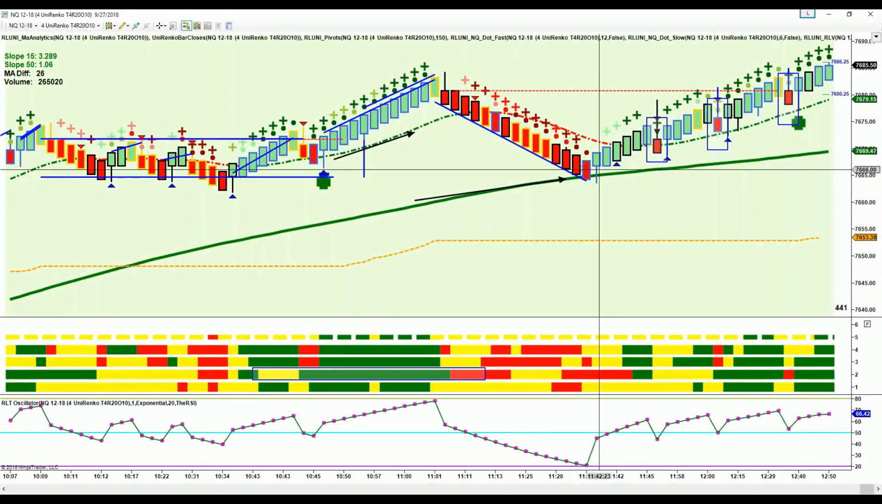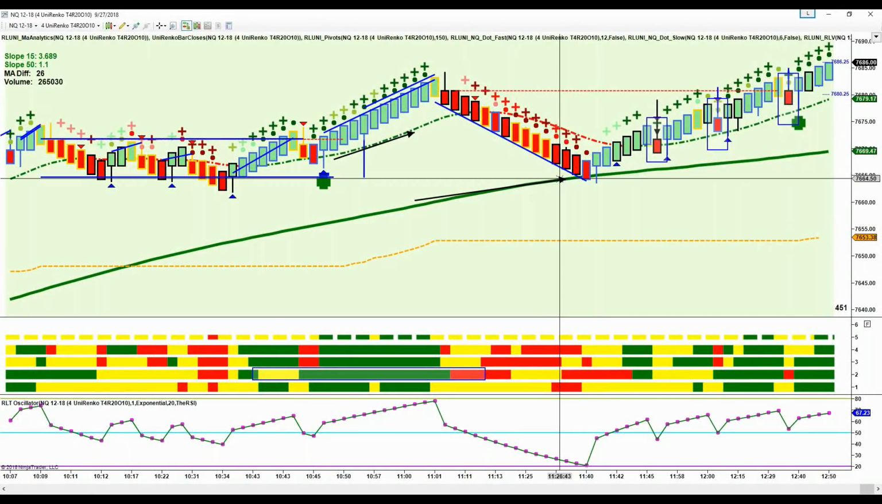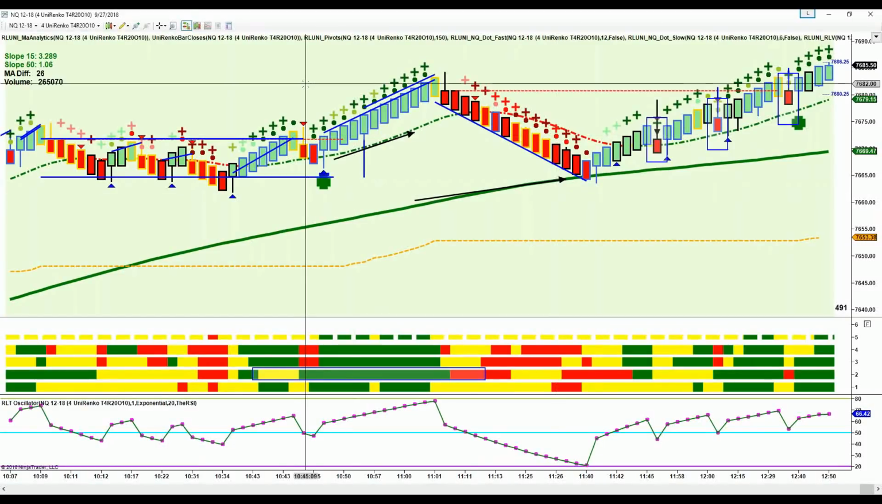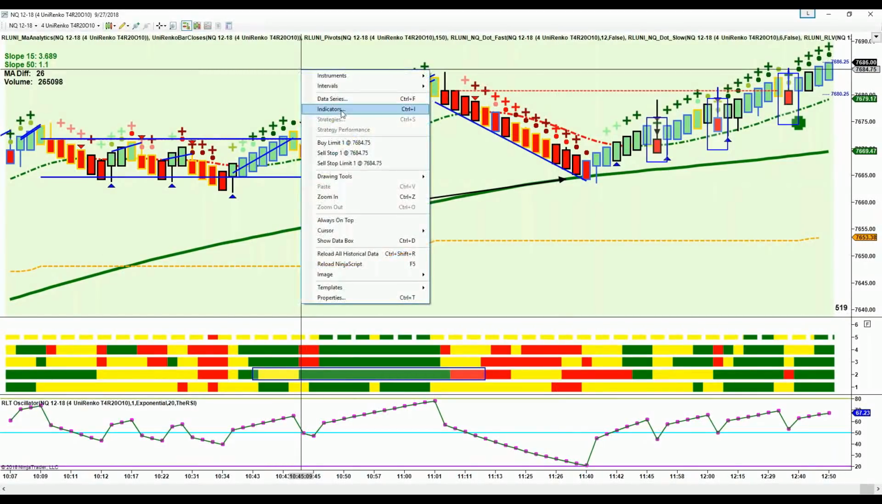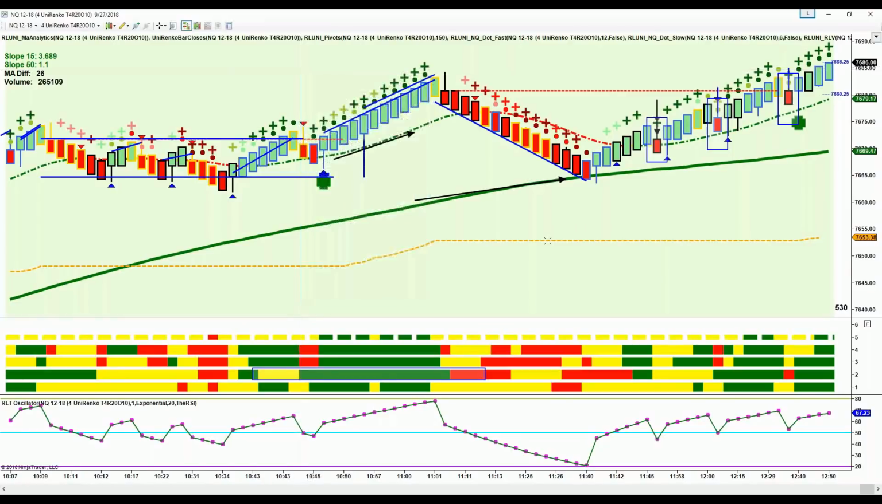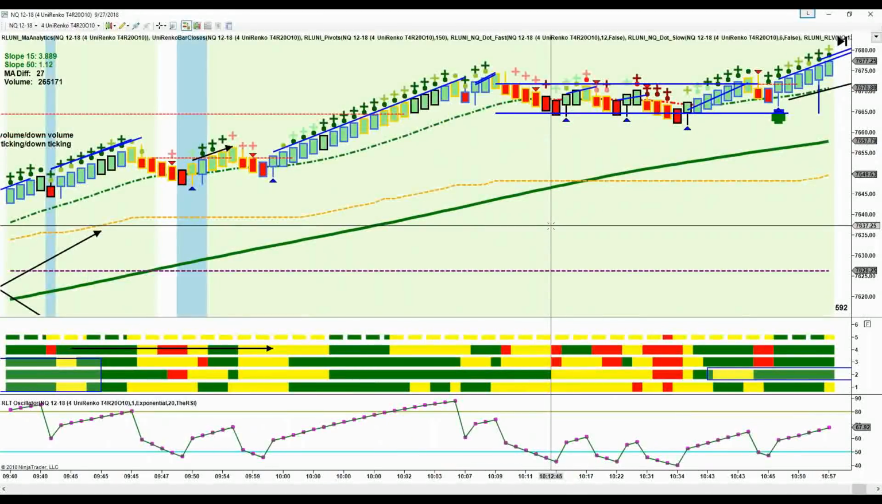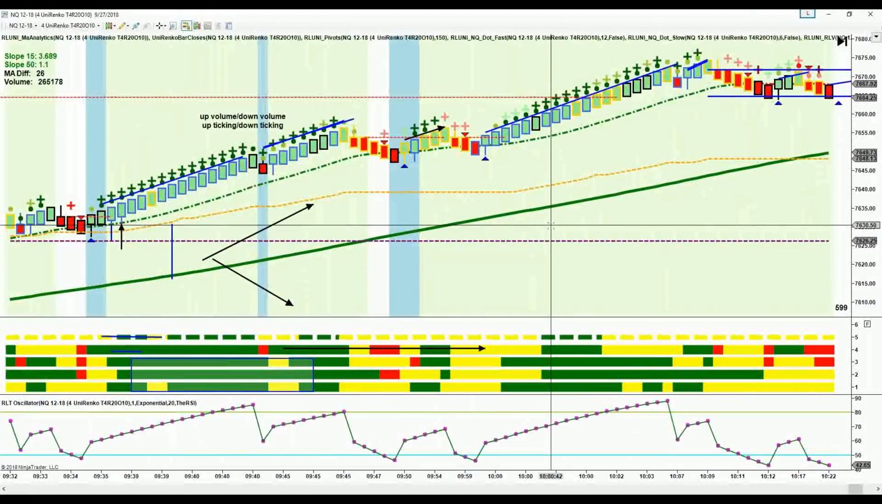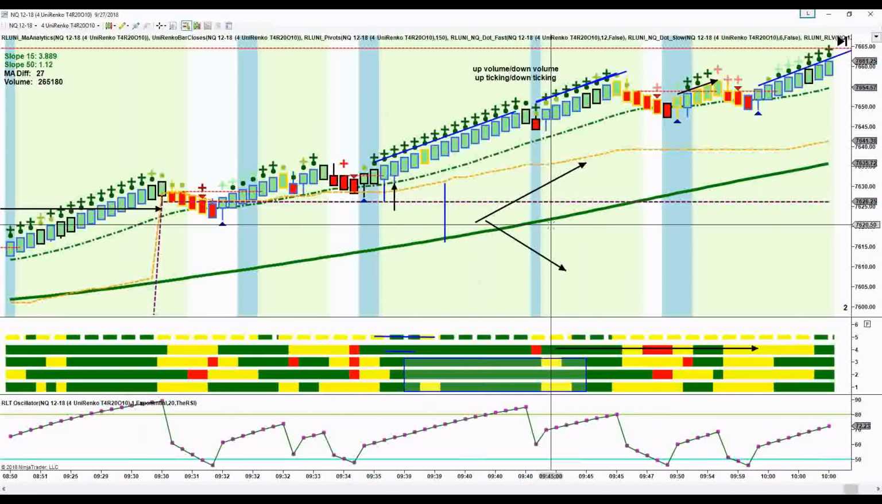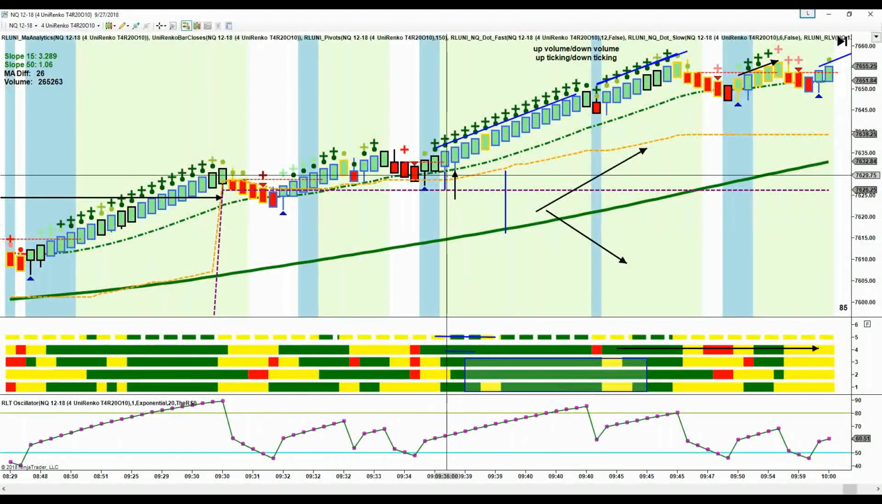I'm trying to think what else. Oh, now the 3-line indicator, what I'm going to do is hide it. And the reason I'm not going to bring it up and make it visible is because I don't want you to use it, because all the information you need is in the candle body right here.